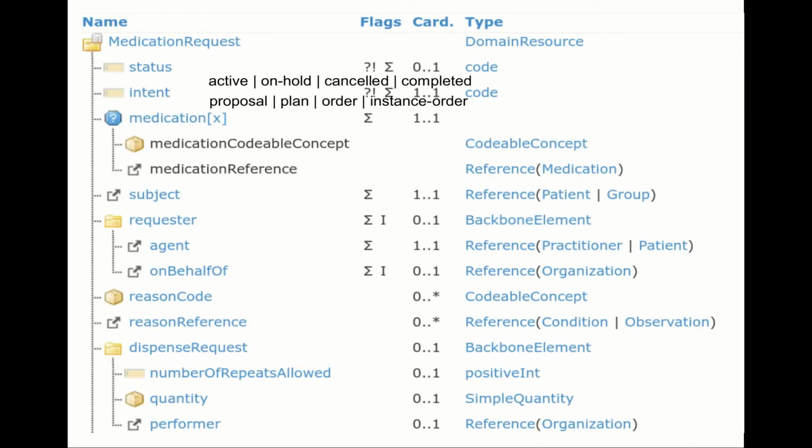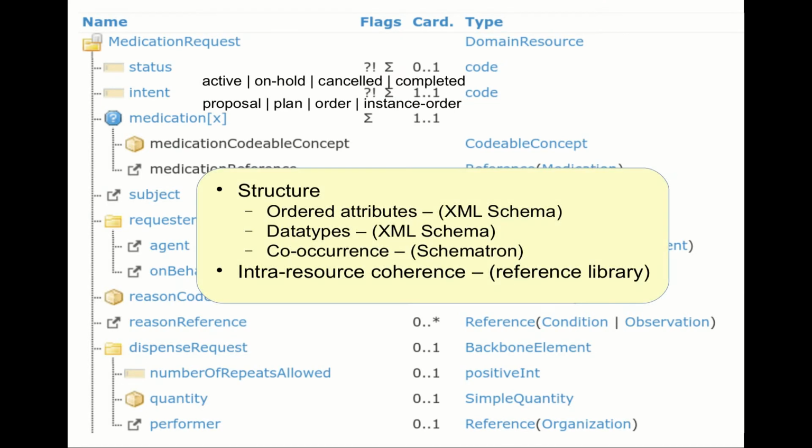As we've seen before, these resources have an intuitive HTML representation, which I show here to give you some idea of the expressivity of FHIR schemas. These schema convey a structure with ordered attributes and data types which are enforced in FHIR XML by W3C XML schema. There are additional co-occurrence constraints, such as that the requester's on behalf of field is only allowed if the agent is a doctor. These are expressed in schematron.